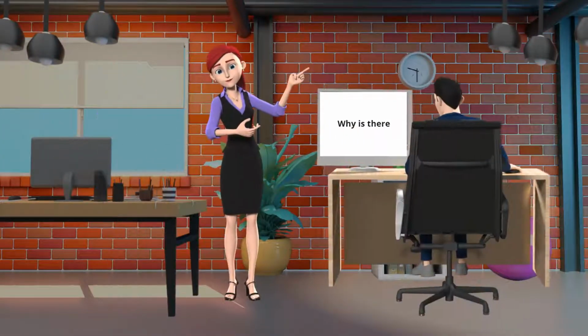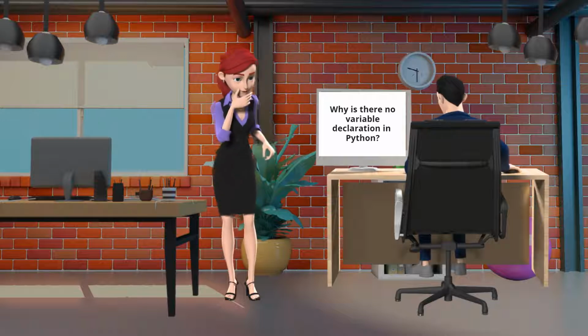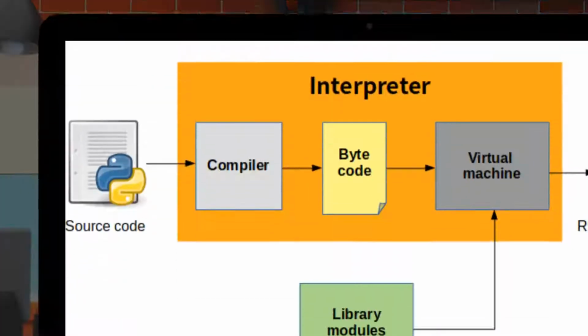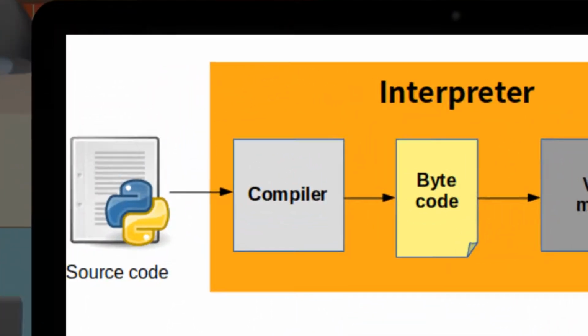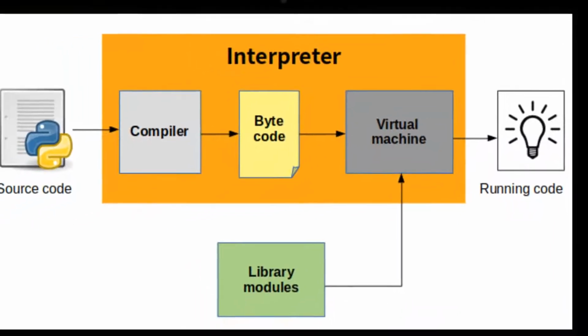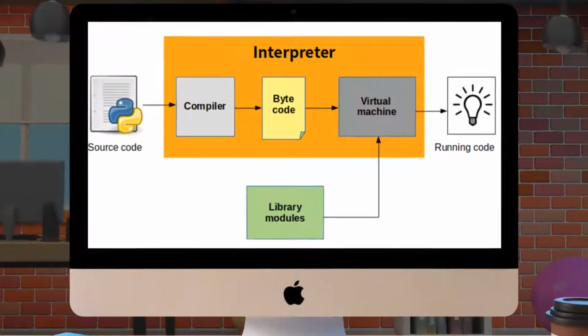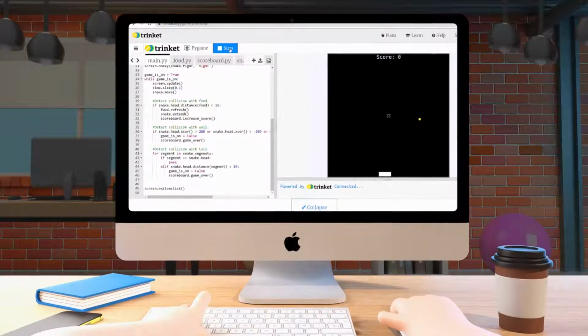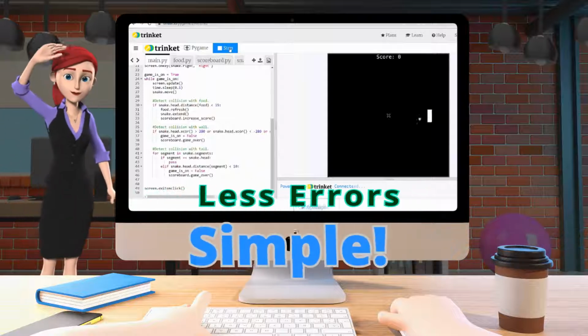Back to Ethan's question. Why is there no variable declaration in Python? A better question is, why do you need to declare them in the first place? When a variable is used, the Python interpreter is smart enough to know how to allocate space in the memory for it, and the type of variable that you are using. Based on how you use the variable, it knows whether it is a number or a letter. With a smart interpreter, you don't need variable declarations to complicate your code. Less typing means fewer errors.